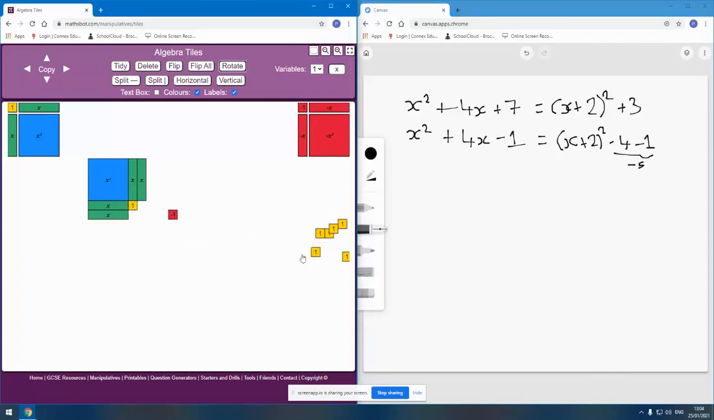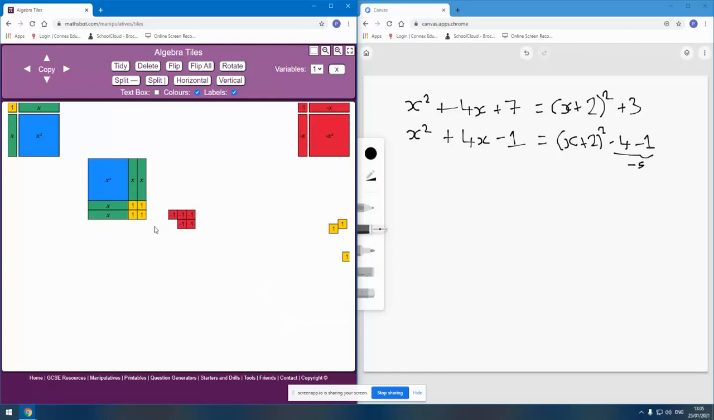Alternatively, what we might do there is we might say, right, well, in order to actually physically complete this square, I am going to need 4 1 tiles. But I can't just introduce 4 1 tiles because now I've changed the expression. It's no longer x squared plus 4x minus 1. It's now x squared plus 4x, technically plus 3. But what I could do is, rather than remove these 1 tiles again, put in 4 -1 tiles. And now that expression is x squared plus 4x minus 1.